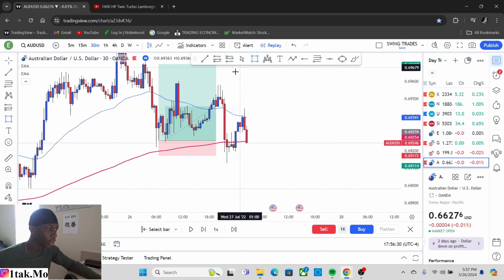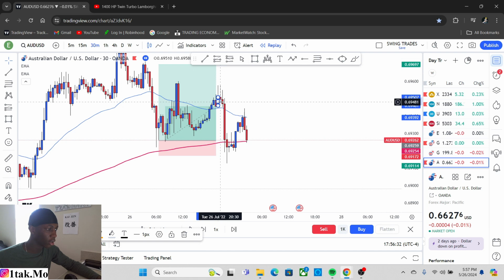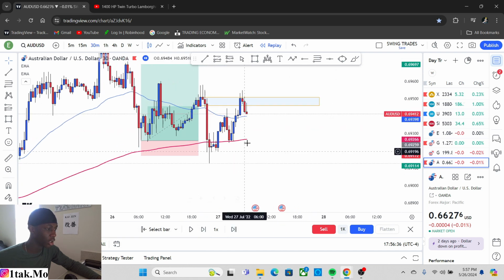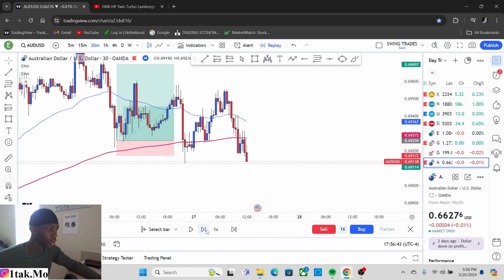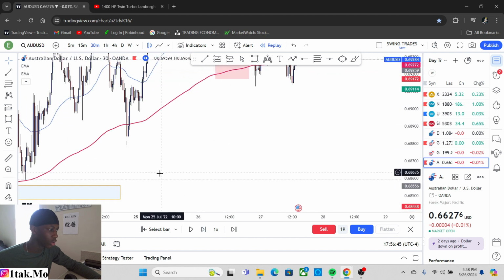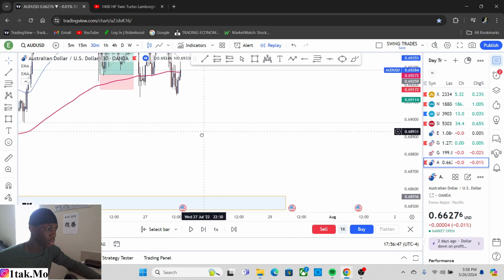And there's one right here now, formed up. I only count the bodies. Cool. That's probably gonna tap it. Nope, did not reject it. Cool. Made another one. Actually, no, it didn't. And we still haven't forgotten about this one. Price still has not tapped it.